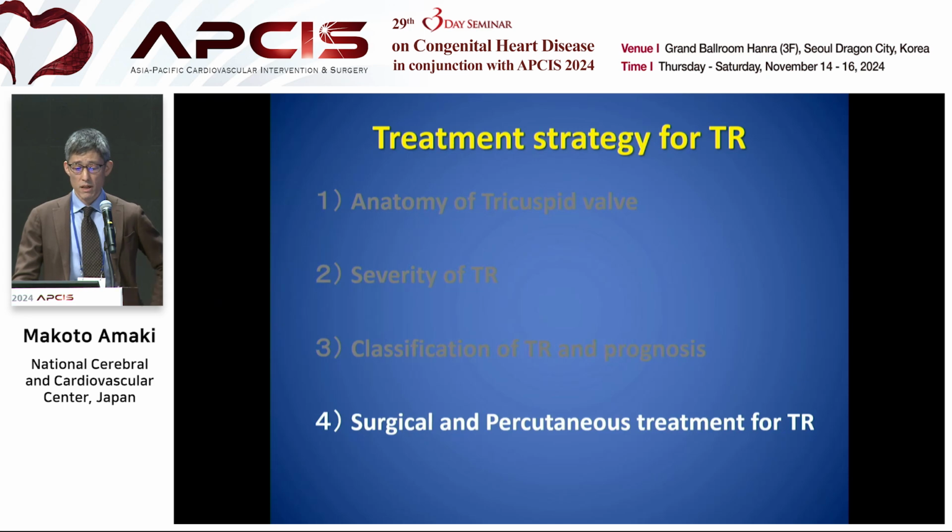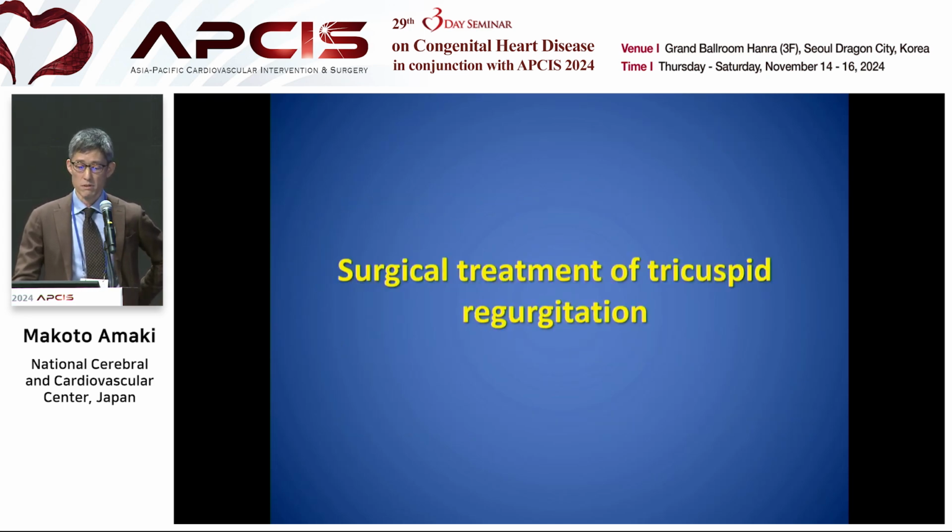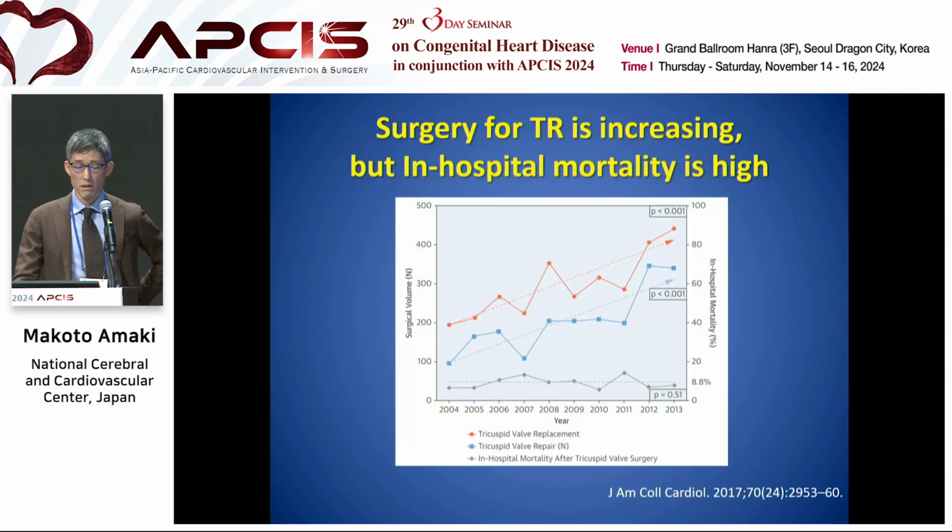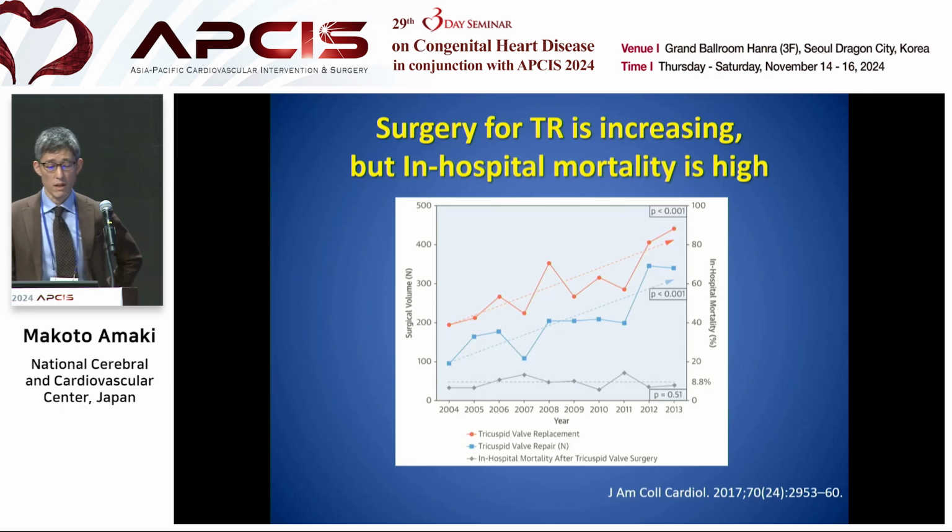So lastly, let's go into the treatment, the surgical and the percutaneous treatment. The surgical treatment for TR is the conventional treatment. It has increased recently from the early 2000s to recently. The number of TAP and TVR is increasing. However, when you look at the 30-day in-hospital mortality, it is 8.8%, which is around 10%. Out of 10% die after the surgery.